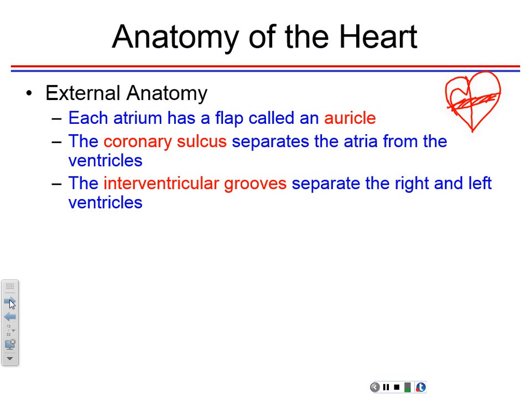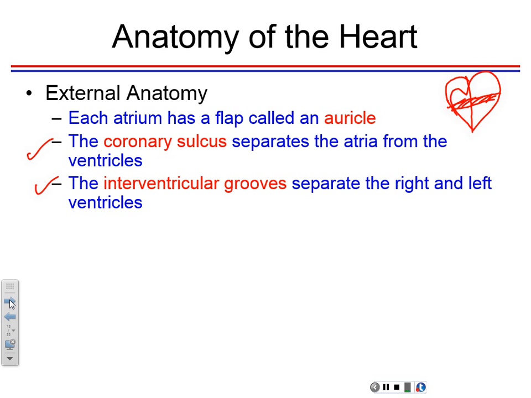A sulcus, remember, is kind of like a groove that separates. And there's fibrous tissue that runs through there. So it separates, and the coronary blood vessels run through there. I'll show you a picture later on. So it separates the two ventricles and the two atria. And of course, I said the atrial volume is expanded by the auricles, which look like the rays on top. And then, of course, the interventricular groove will separate the right and left ventricles. All right? So that's that.